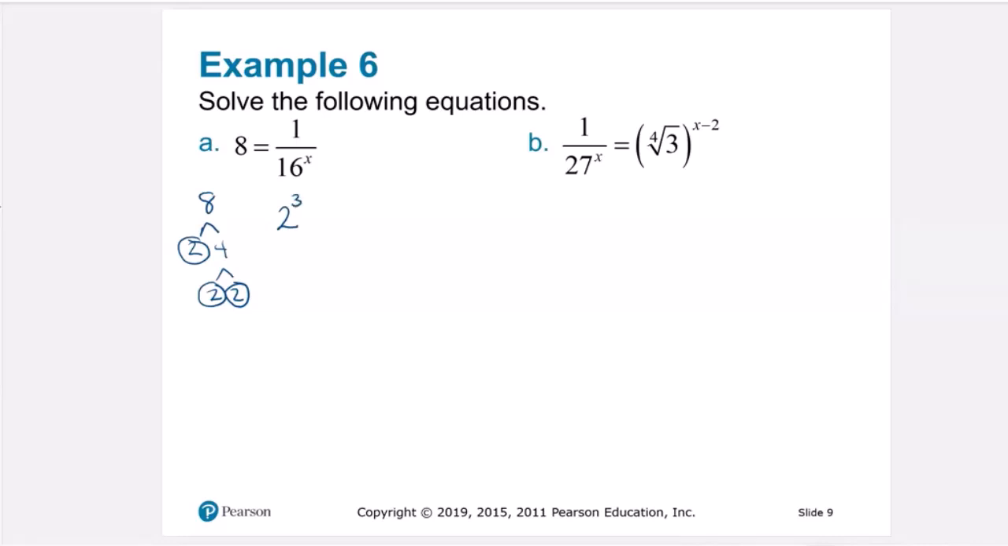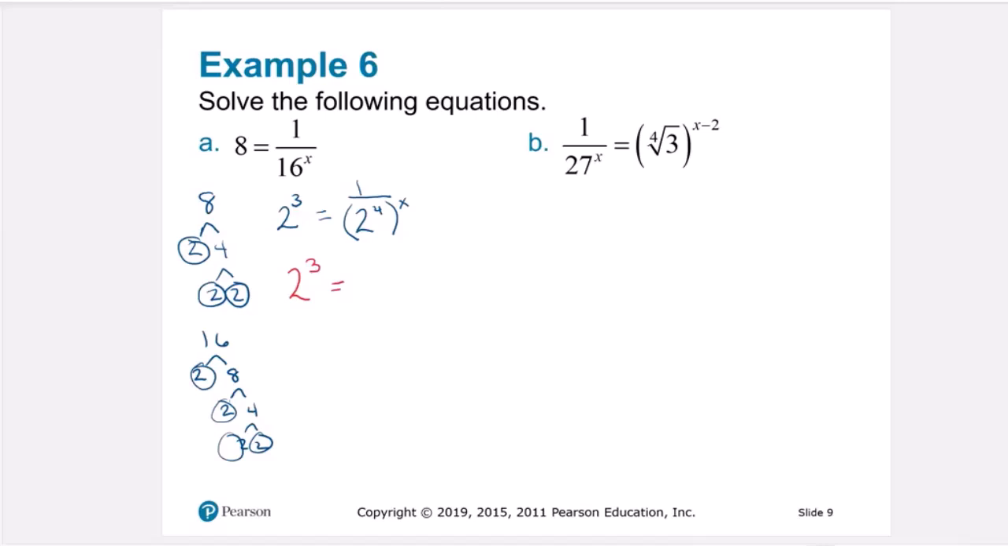And if I do the same thing with 16, I'm going to get 2 times 8, and we already know 8 is 2 times 4, and 4 is 2 times 2, equals 1 over 2 to the fourth power. That's 16 to the x, because I have 1, 2, 3, 4 2's. I found a base, and now I have to use my exponent rules.